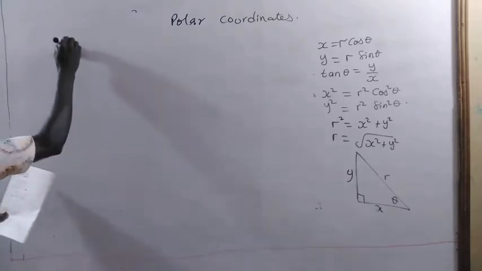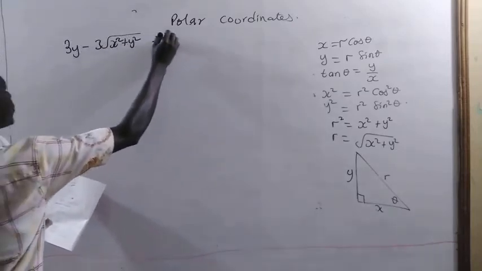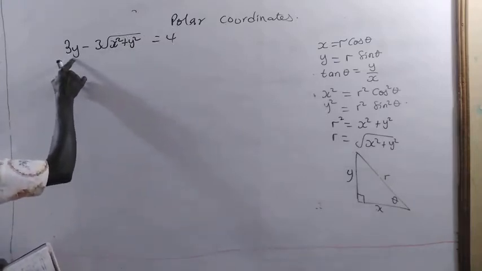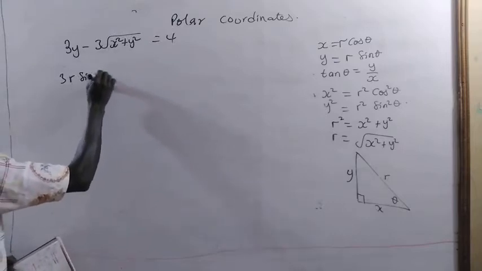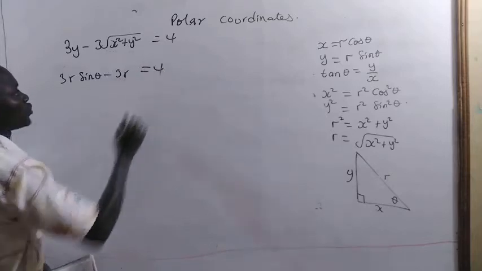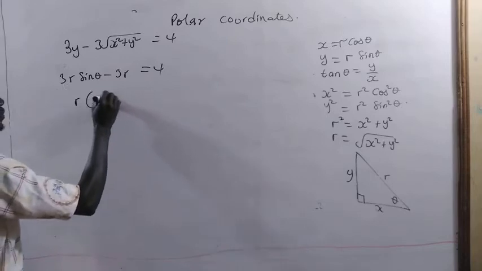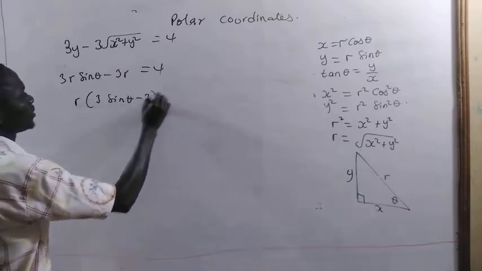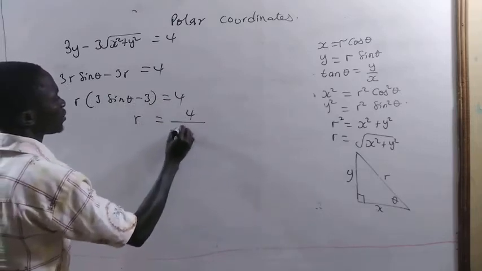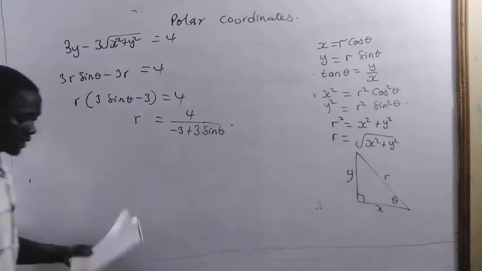Now let's take the next example. If I have 3y minus 3 square root of x squared plus y squared equal to 4, how do we do this one? We take 3, y is r sine of theta, minus 3 times r equal to 4. I have r here and I have r here, so I'll take r out: r(3 sine of theta minus 3) equal to 4. I have r equal to 4 divided by (3 sine of theta minus 3), and we are done.